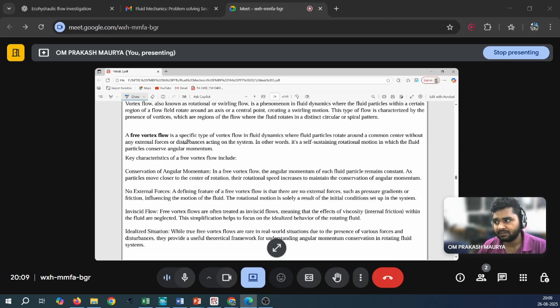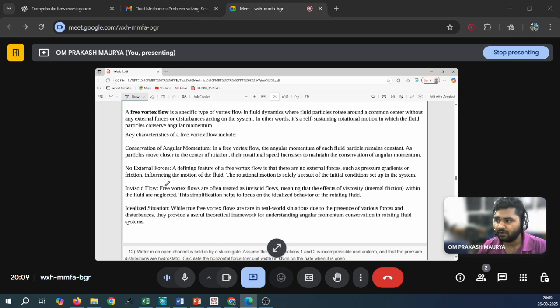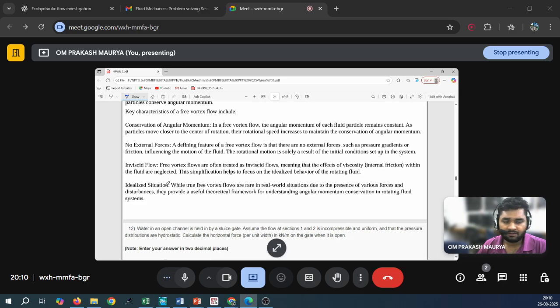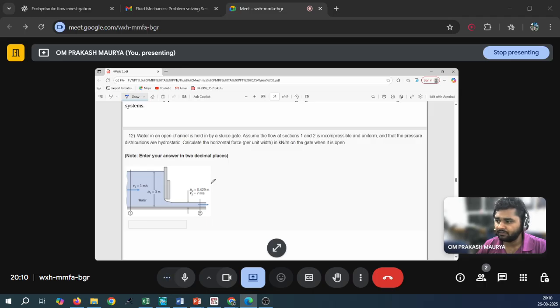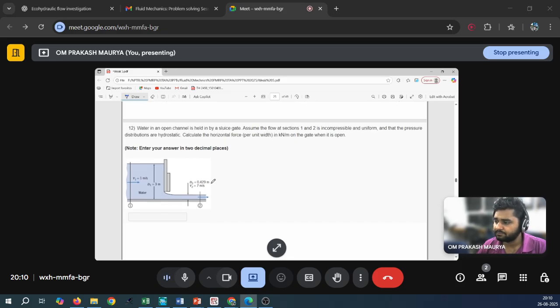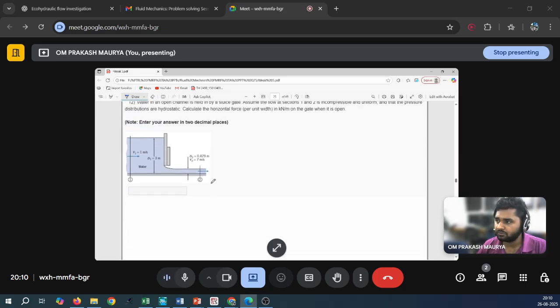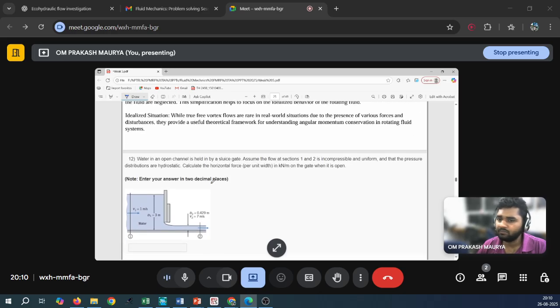What is free vortex? No external force, inviscid flow, everything is written. So if we go one by one, definitely we will get there. Okay, so here is the question, and I also have the solution. So let us move. Water in an open channel is held by a sluice gate. This is your sluice gate.